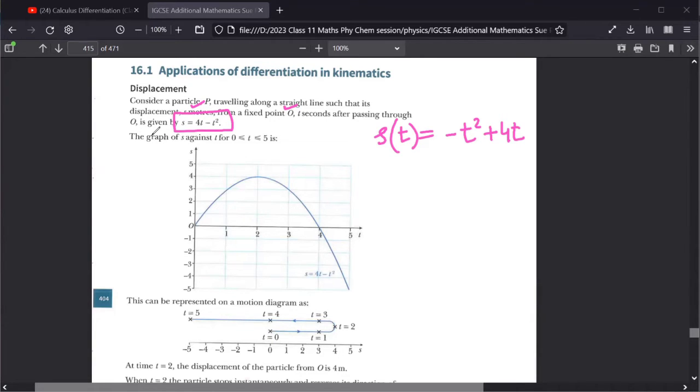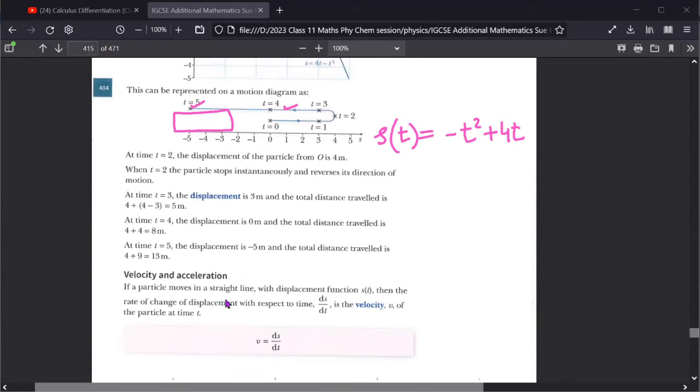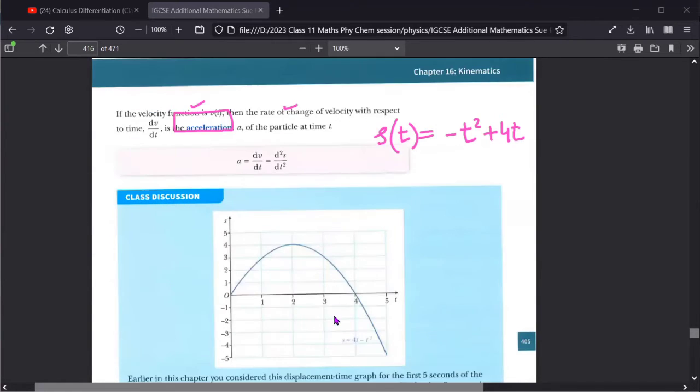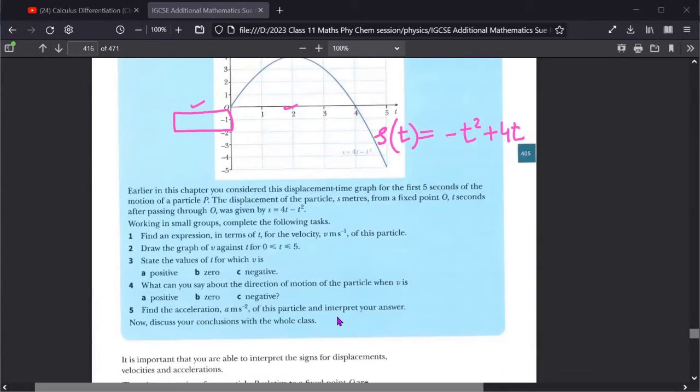Now what they will ask us in this question are a few basic questions, like what is the velocity function of this body, what is the acceleration function, and a few questions based on this. Have you understood? Yes, sir. So for example, they might ask, find an expression for the velocity of this particle, draw the graph of velocity, state the values of time for which velocity is positive, 0, negative. What is the direction of motion when velocity is positive, 0, negative? Find the acceleration of this particle and interpret your answer.